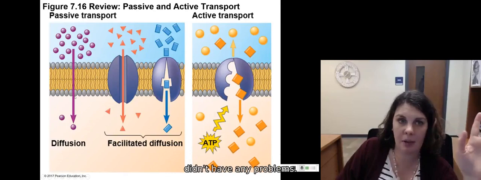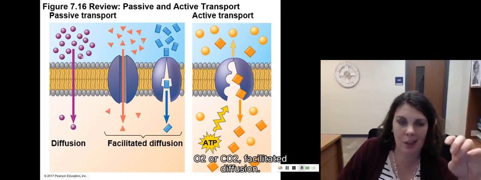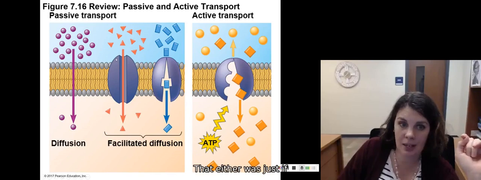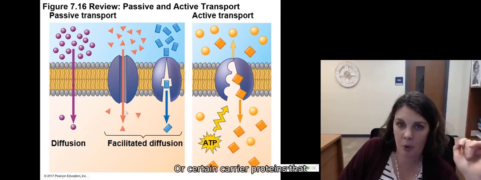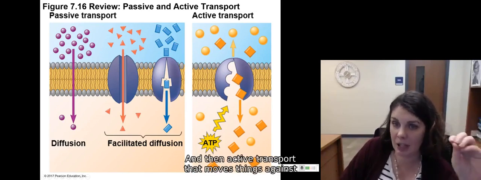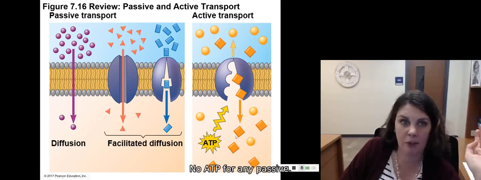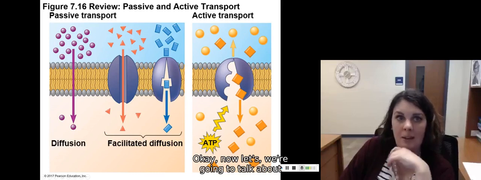Okay, so passive transport, we had diffusion. That just went straight through the membrane, didn't have any problems. So hydrocarbons, small molecules like O2 or CO2. Facilitated diffusion, that either was just, if it fits, it ships, goes right through it, or certain carrier proteins that have to have a specific shape or charge. And then active transport, that moves things against their concentration gradient and requires ATP. No ATP for any passive. ATP is only for active.